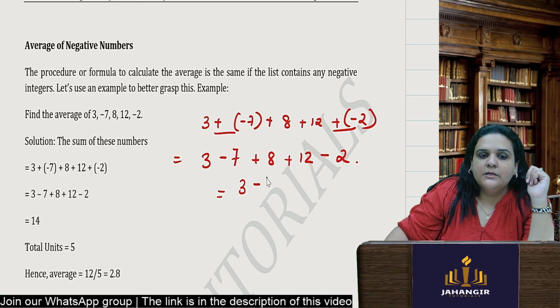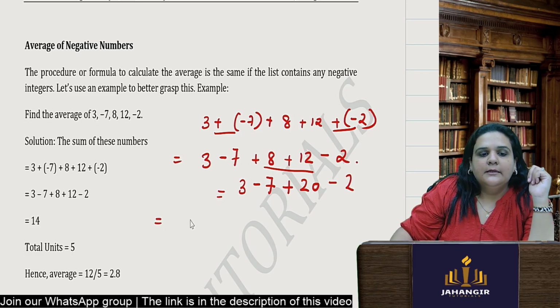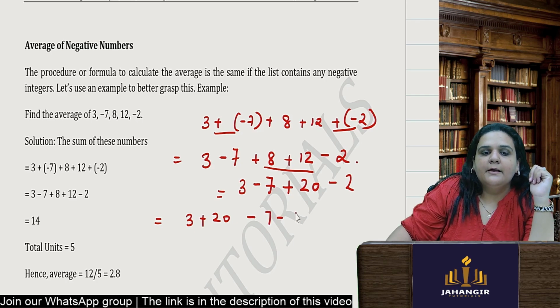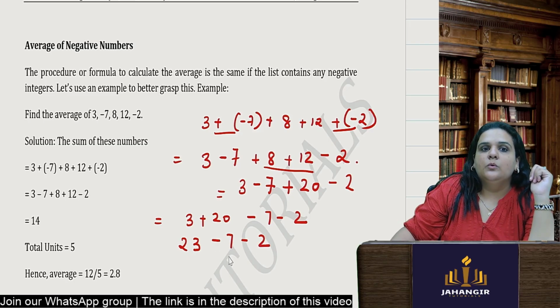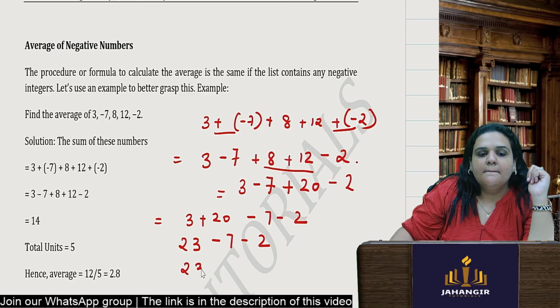You can do it slowly. 3 minus 7, 8 plus 12. First do the addition. It is 20. Minus 2. Then 3 plus 20, minus 7, minus 2. 3 plus 20, 23, minus 7, minus 2.